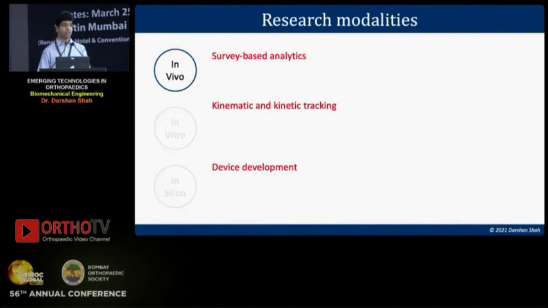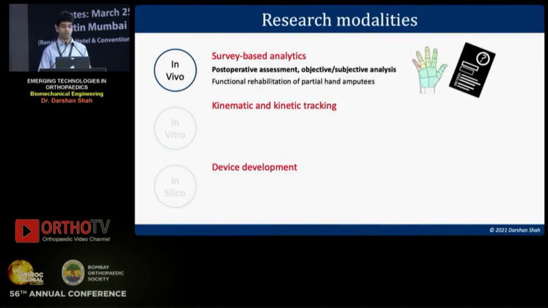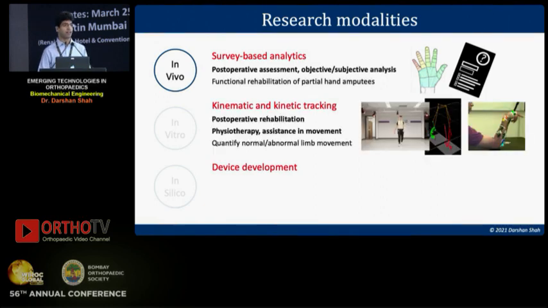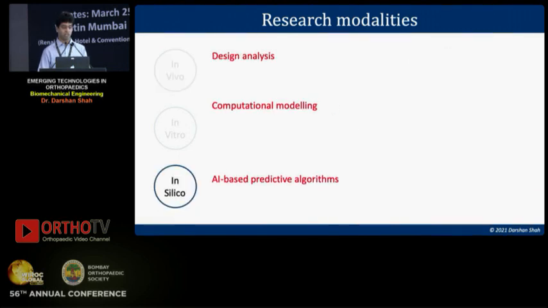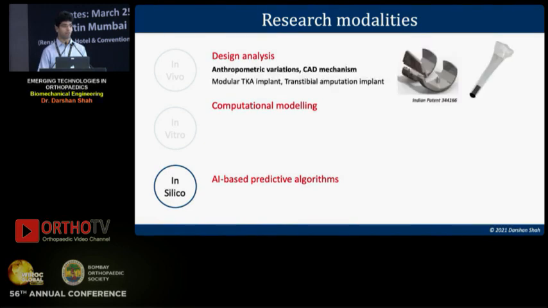In vivo research, human research, is usually survey-based analytics. For example, functional rehabilitation of partial hand amputees, a project that I had done during my postdoc. You have these standard gait lab, motion capture related studies being done for physiotherapy or post-operative rehabilitation. And then you come to device development, developing implants, surgical navigation, or non-surgical diagnostics, which is all part of the in vivo realm.